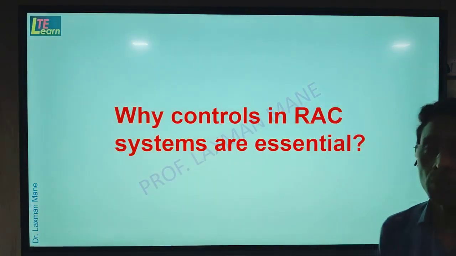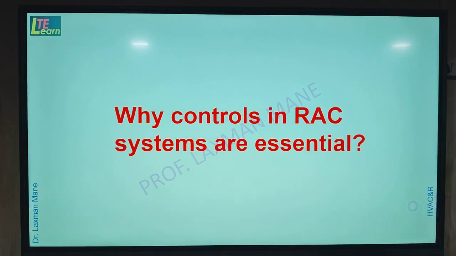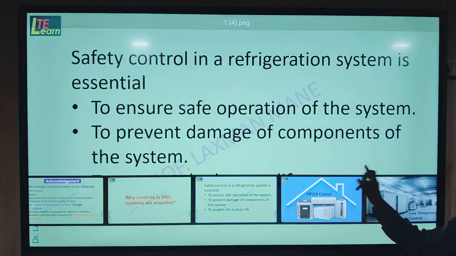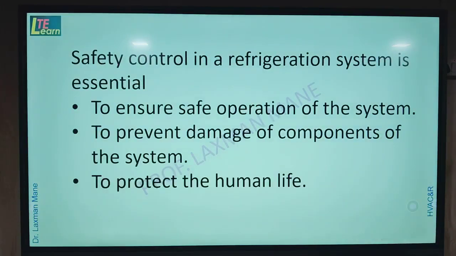Now here is the question: why are controls required in refrigeration and air conditioning systems? Here are mainly three answers. First, any operation of the system should be safe. To ensure the safety of the operation of the system, safety controls are required.